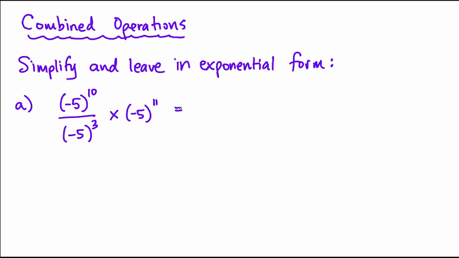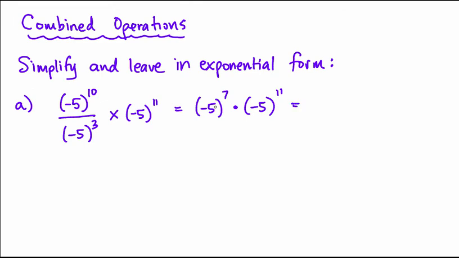So we follow BEDMAS here. We do anything inside brackets. There aren't any. Then we deal with exponents, and exponent laws are exponents. So I can do the division of these exponents and then the multiplication. So the division will be subtract. So this will be negative 5, it's the base, to the power of 7 times negative 5 to the 11th.